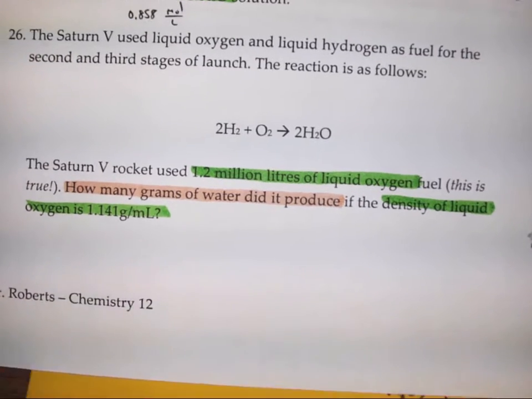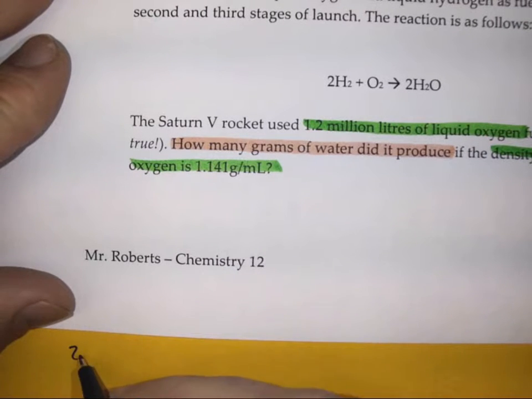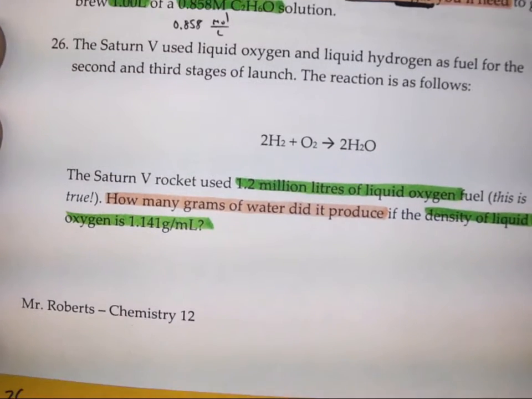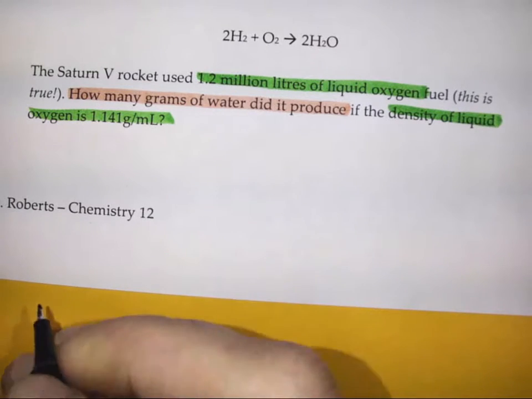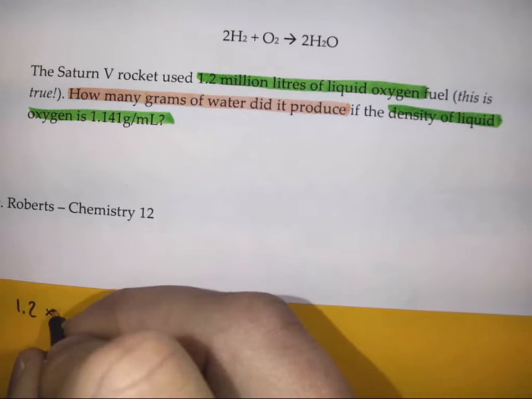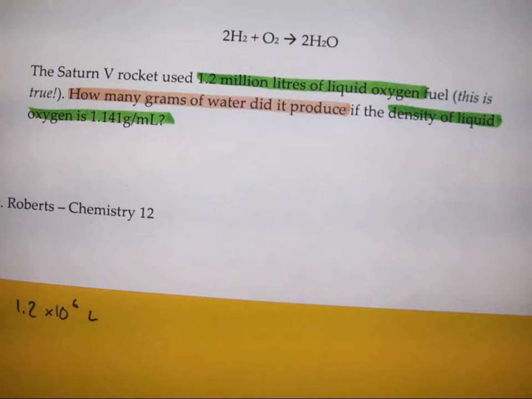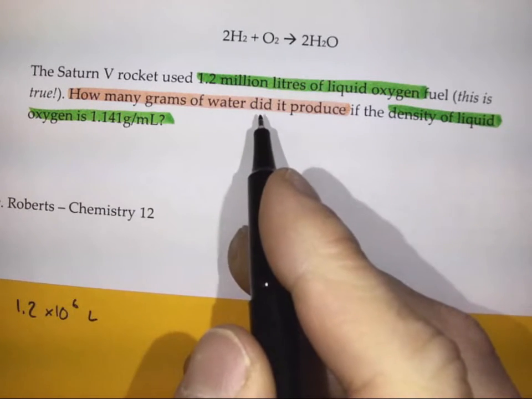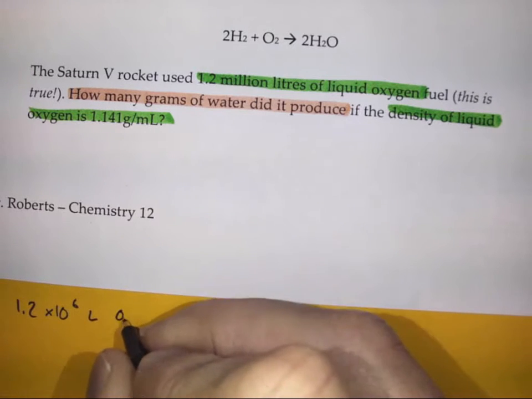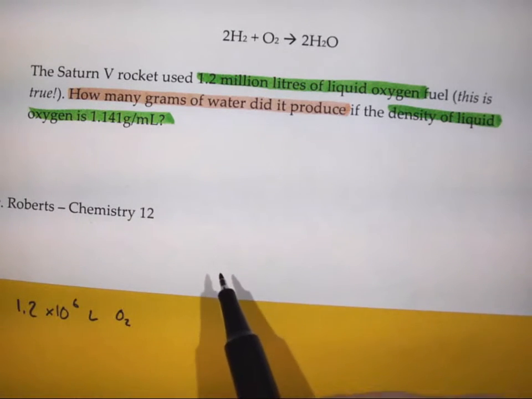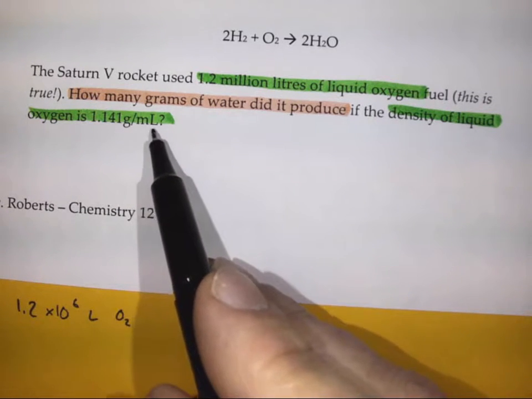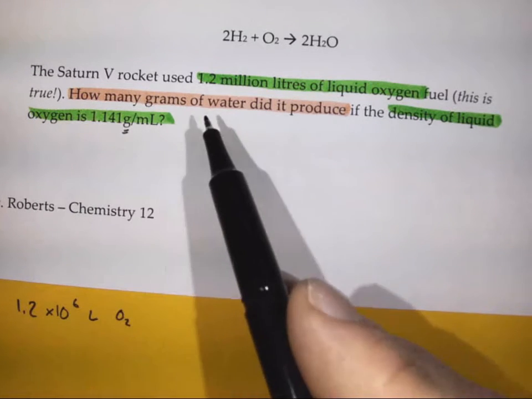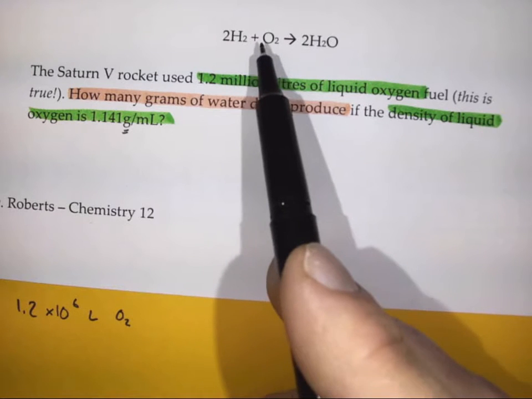So we should start by listing any values that were given to begin with, specific to the Saturn V rocket, which is the 1.2 million. So I'm going to write million as times 10 to the power of 6 liters, which is a tremendous number of liters. All right, and I need to find out how many grams of water. Oh, so I should probably include that's liters of oxygen. So I can turn it into grams and then maybe into moles, so I can convert between moles of oxygen to moles of water.